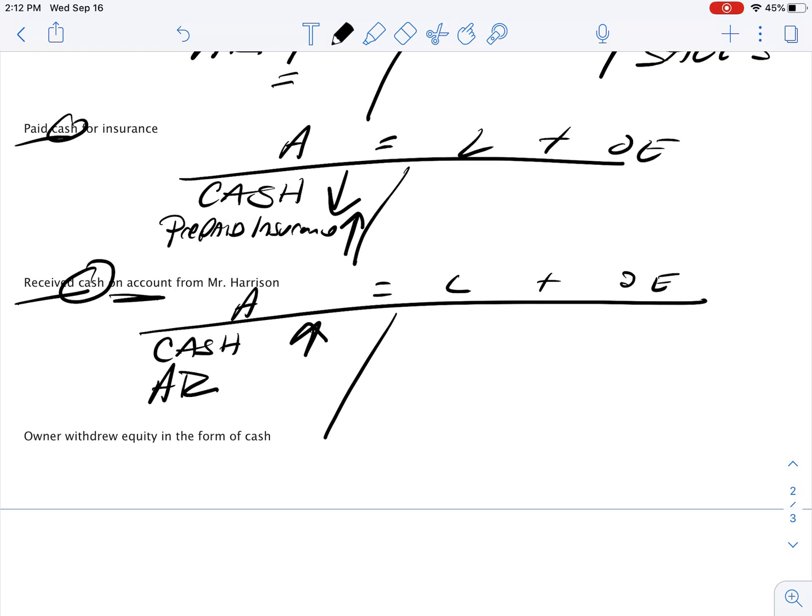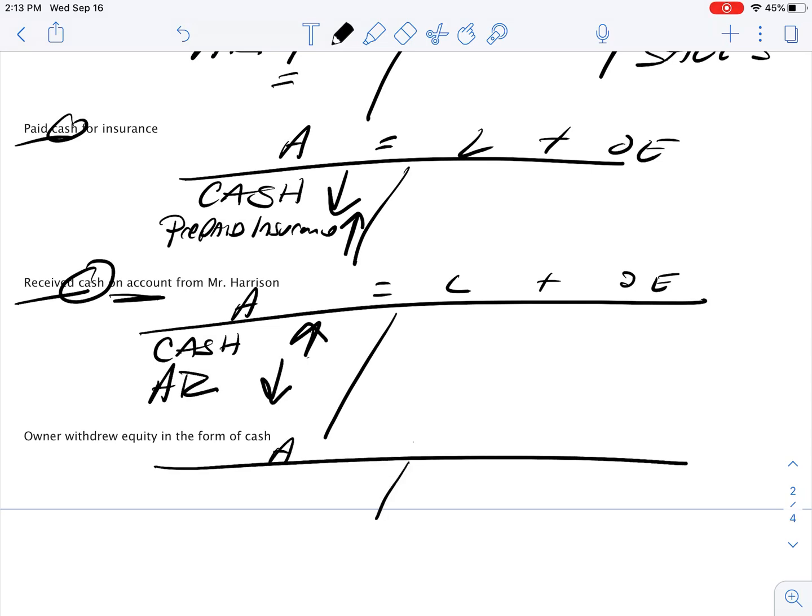Now let's think about it. Does Mr. Harrison owe us more or less money because of this transaction? His promise to pay is actually less. And again, that makes sense because we're working on the left side, we can increase and decrease.